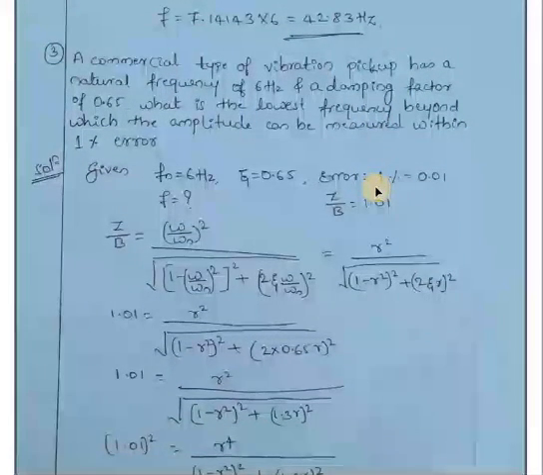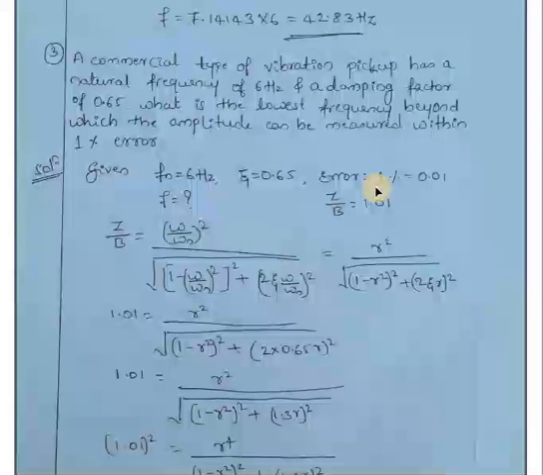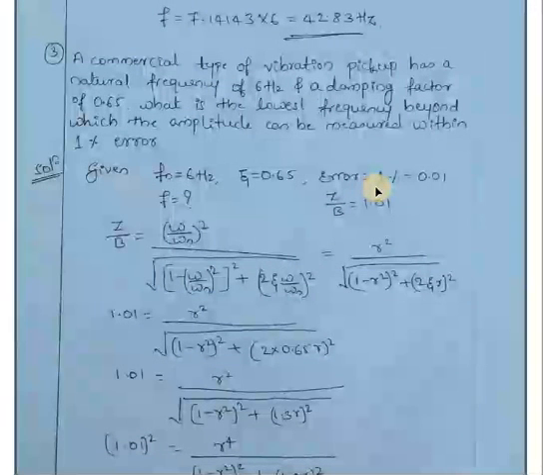Similarly, the third problem: a commercial type of vibration pickup has a natural frequency of 6 Hz and a damping factor of 0.65. What is the lowest frequency beyond which the amplitude can be measured within 1% of error? So again, here also he has given natural frequency Fn as 6 Hz, and the damping factor, that is zeta, as 0.65, and the error is 1% here.